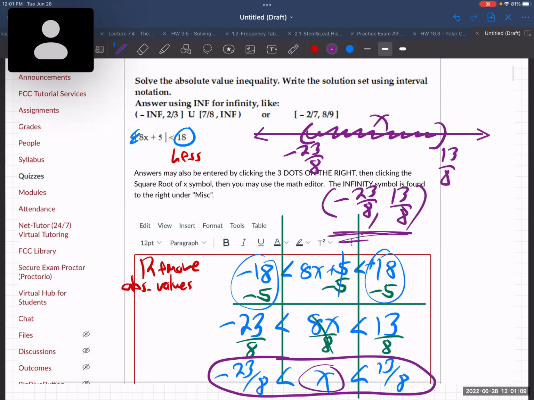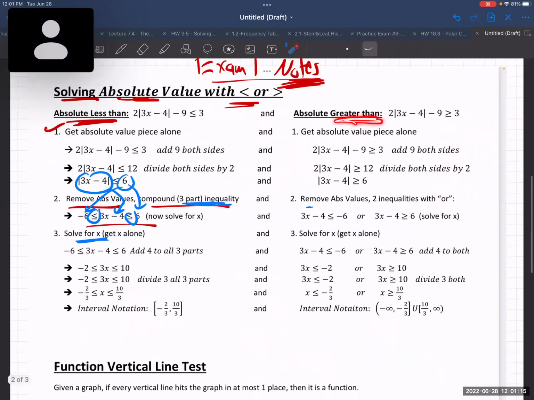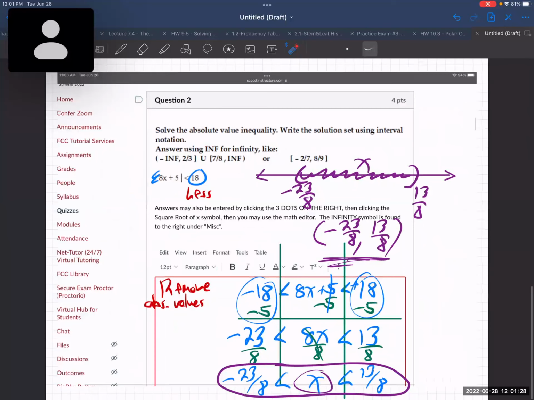And it's just one chunk of shading, right? See how the answer is just one chunk. Whereas if you do the absolute value greater, you always end up with 2 chunks that have the infinities. That's for the greater, like problem number 1. But for the absolute value less, you end up with just one interval. And so there we go.